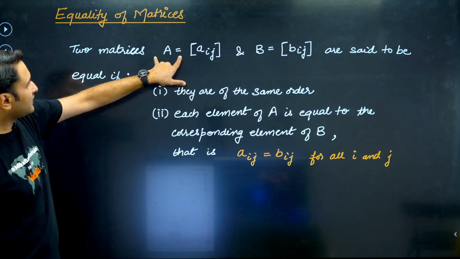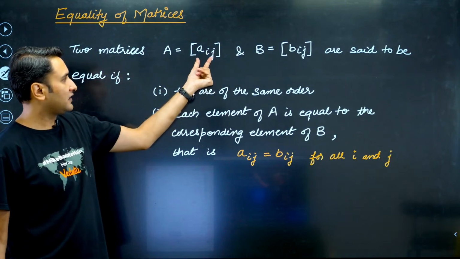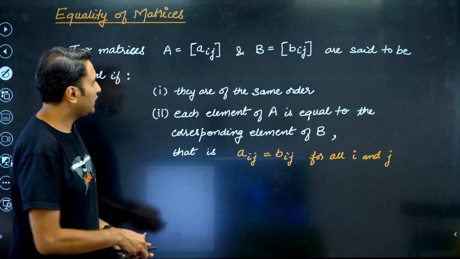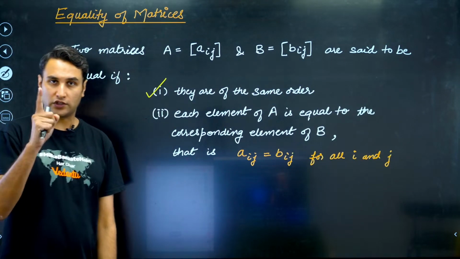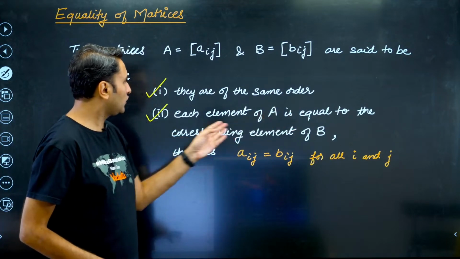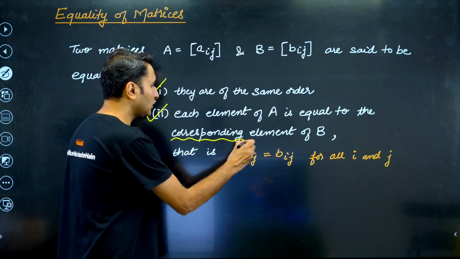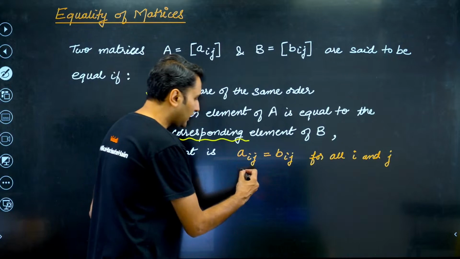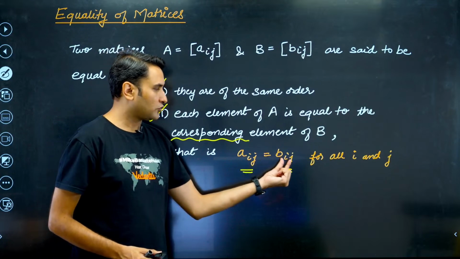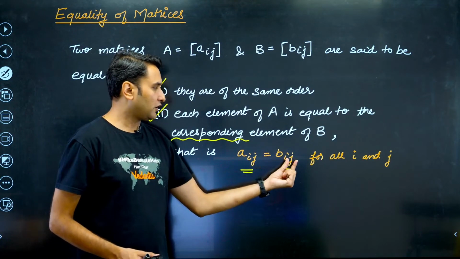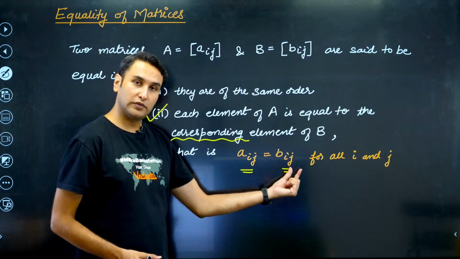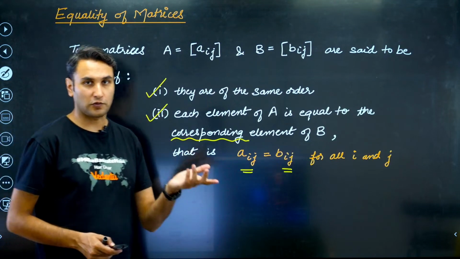So two matrices A and B with the elements Aij and Bij are said to be equal. First, they should be of the same order. So you need to check the order. Step 1. Step 2. Each element of A is equal to the corresponding element of B. That is, Aij must be equal to Bij for all i and j. So A11 should be equal to B11, A12 equal to B12, A32 equal to B32 and so on. All corresponding ones should be equal.